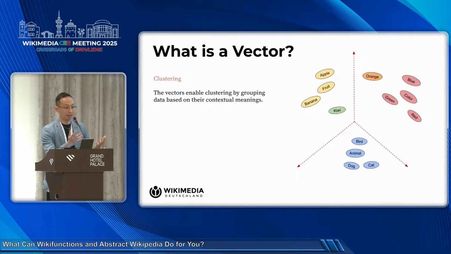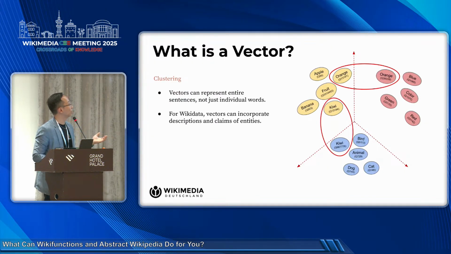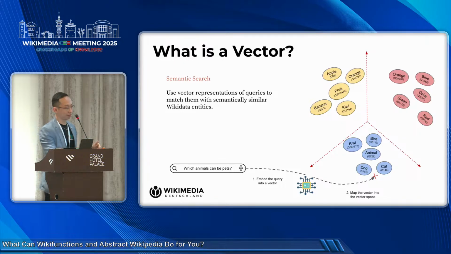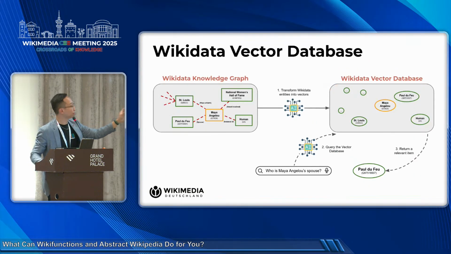So the vectors enable clustering by grouping data based on their contextual meanings, right? For example, you have kiwi as a fruit, kiwi as an animal, orange as a fruit and orange as a color. And these vectors can also represent different queries to match them with semantically similar Wikidata entities, right? For example, you can ask the question which animals can be pets, and then this query is embedded into the vector database, and then it's mapped into the vector space.